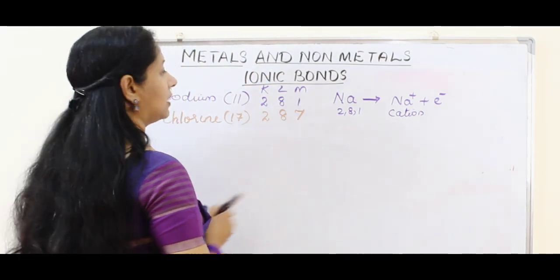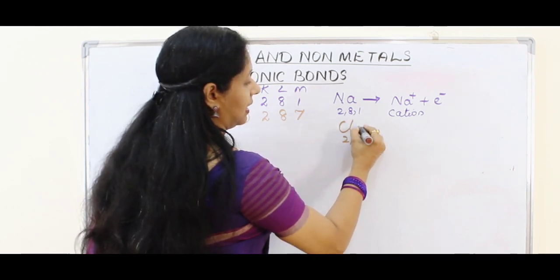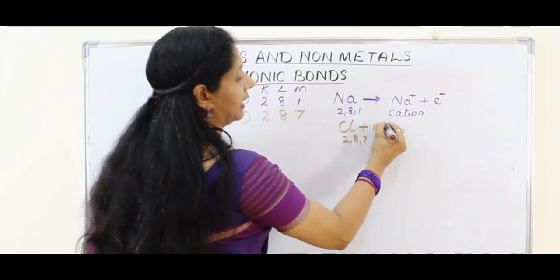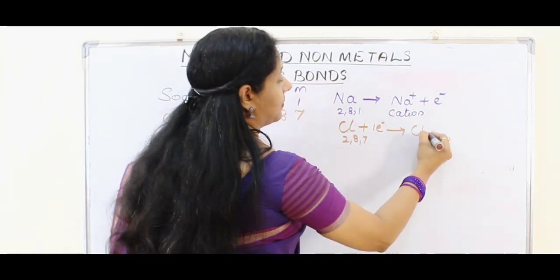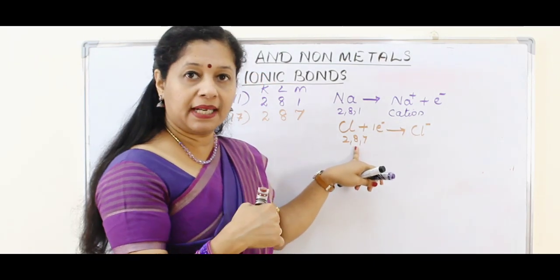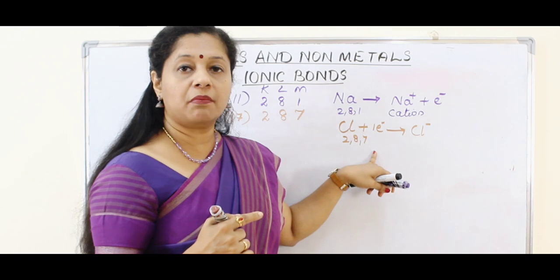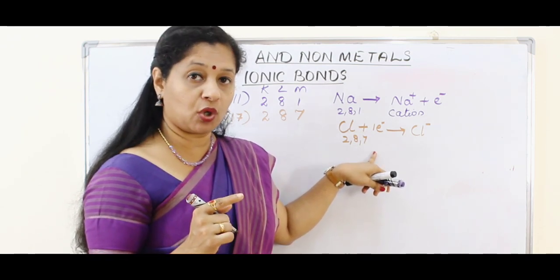Now if I look at the chlorine atom, it is 2, 8, 7, but it is accepting one electron. So by accepting that one electron, chlorine becomes Cl minus. Why? Because now, after accepting one electron, the total number of electrons becomes 18. But what happens to the number of positive charges, or the protons, in the nucleus?